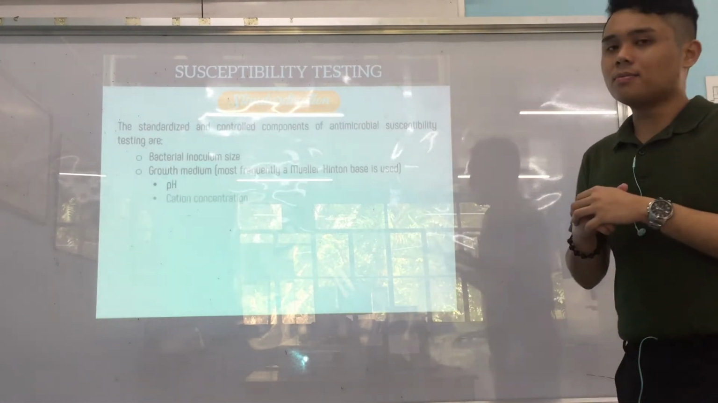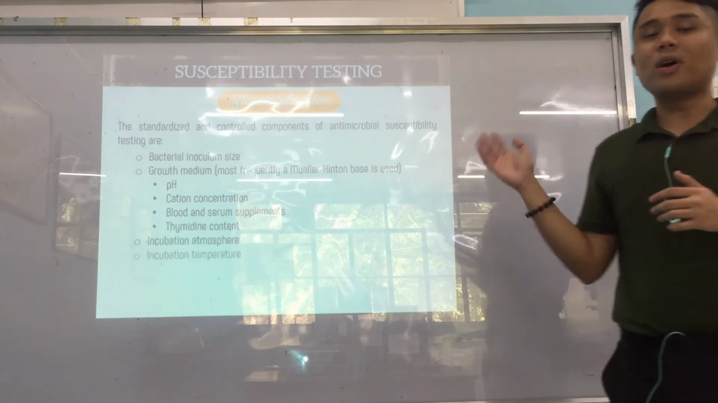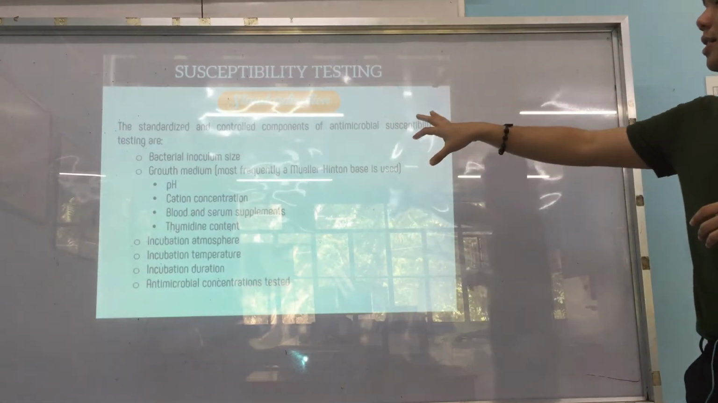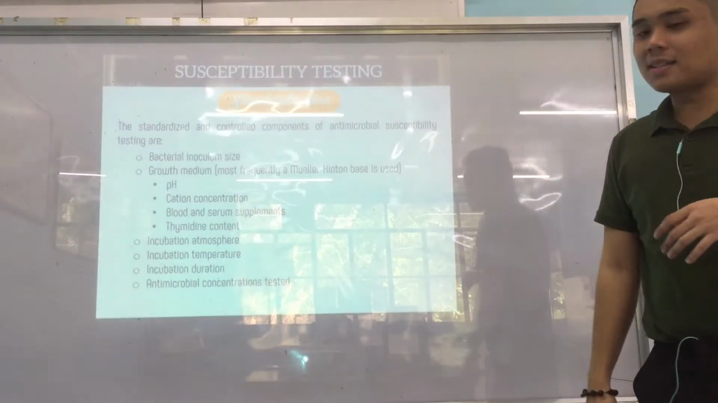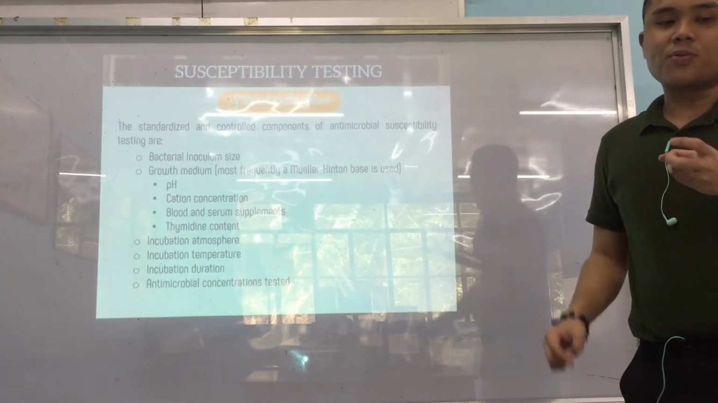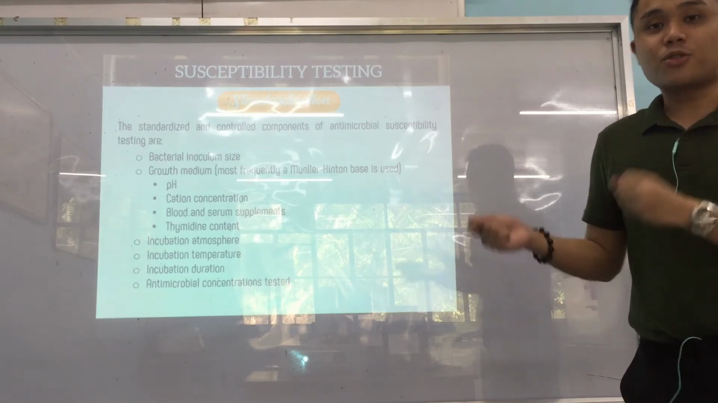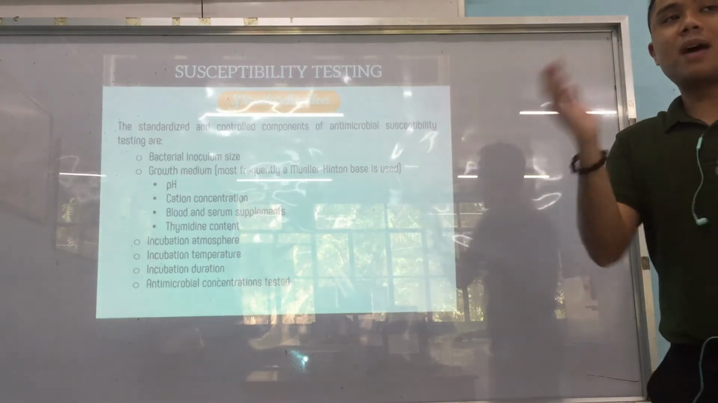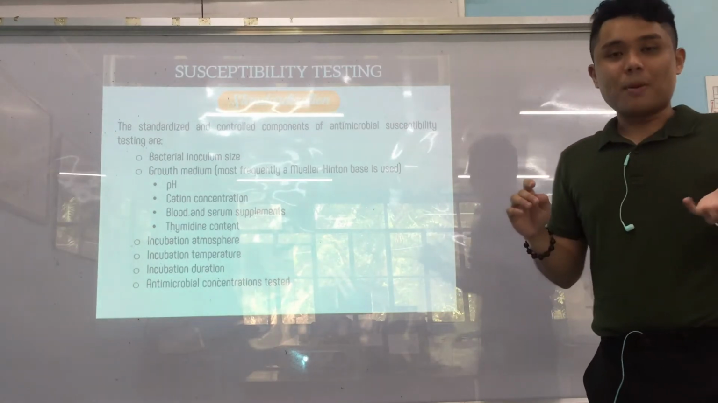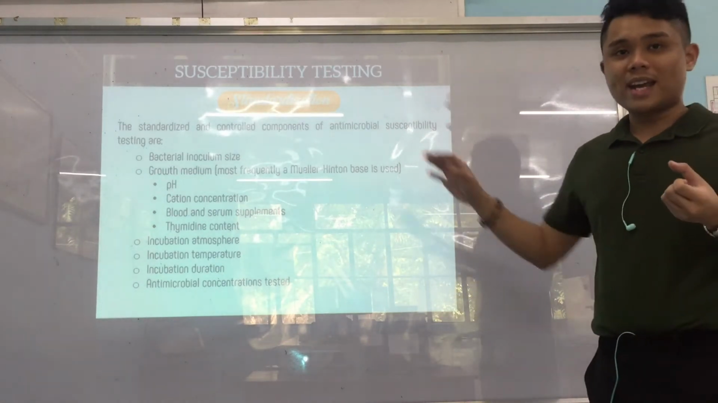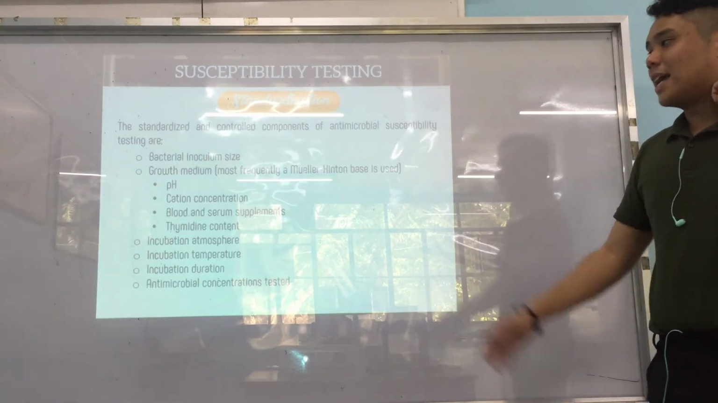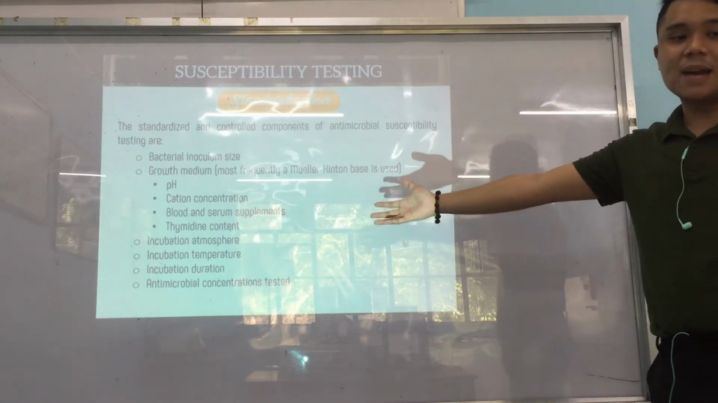Okay, so since we're talking about standardization, what are the different factors or components that are standardized? First, we will standardize the bacterial inoculum size. When you say bacterial inoculum, it is of course how much bacteria we introduce to the media. Next, you have the growth medium. What medium do we use? As mentioned in culture media preparation, the medium of choice for AST is the Mueller-Hinton agar, which is your base. And for the growth medium, its characteristics should be standardized.